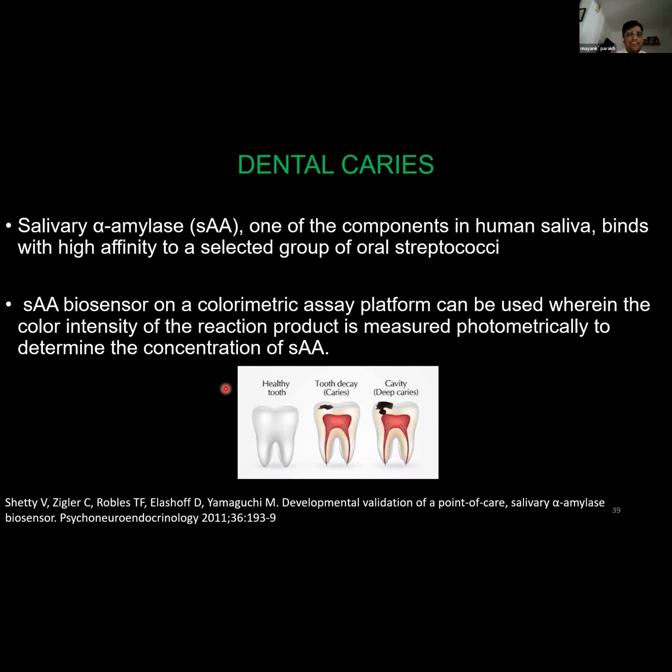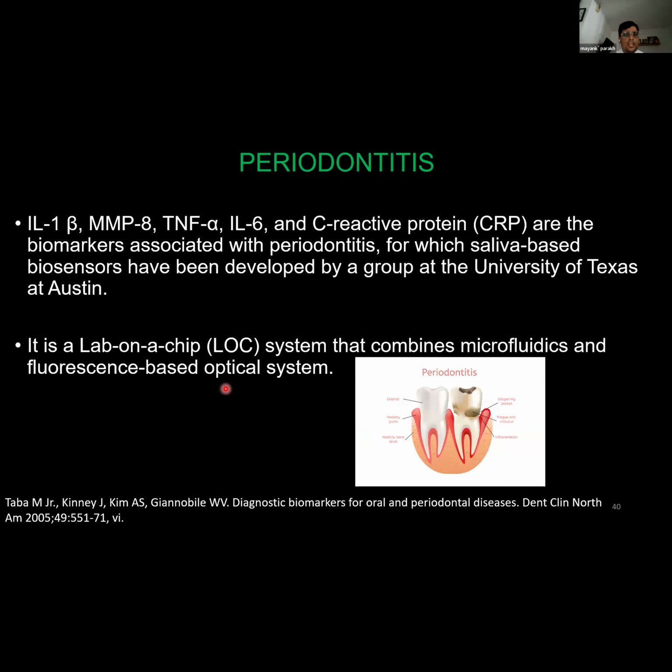So the higher the SAA value, the salivary alpha amylase, the higher is the concentration of Streptococcus bacteria in the patient's mouth. Higher are the odds that the patient is going to have a problem in the future, or is currently facing them. When it comes to periodontitis, these have been used for a pretty long time in detecting various diseases like interleukins, reactive proteins, and matrix metalloproteinases.